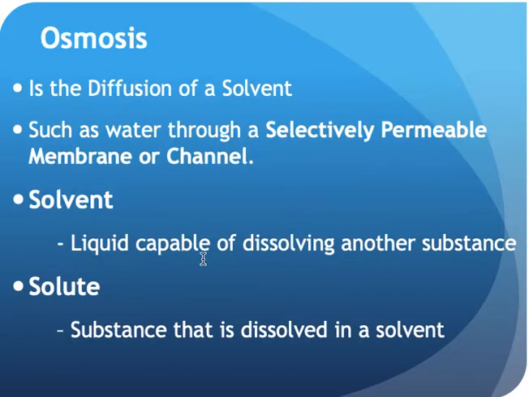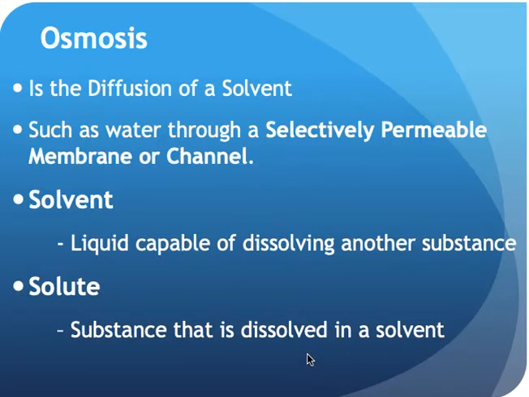Now we get to osmosis, another term you probably heard in high school. It's the diffusion of a solvent, such as water, through a selectively permeable membrane or channel. Most of the time when you hear osmosis, you're talking about the movement of water, but we're going to end up with little terms that show up on your tests all the time. When you see diffusion of a solvent, ask yourself, do I know what a solvent is? If I don't, I want to go look it up. A solvent is a liquid capable of dissolving another substance, and the solute we already talked about is the substance that is dissolved in a solvent.